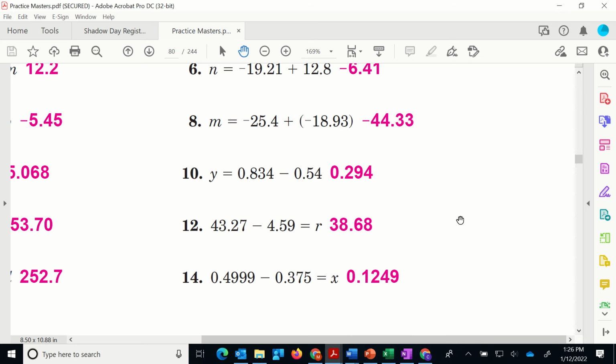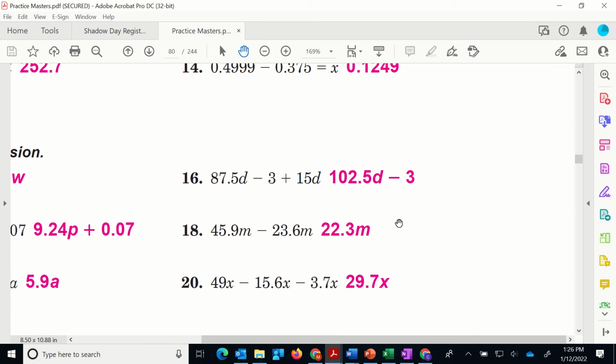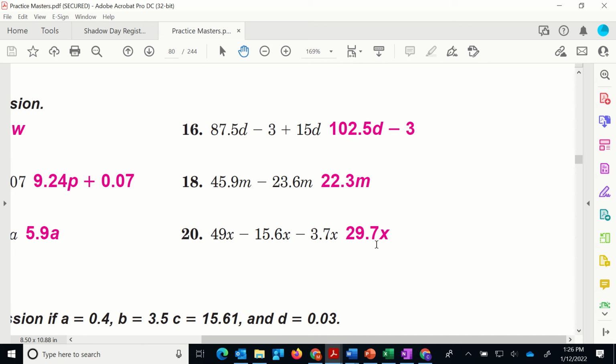12, you should have had 38.68. 14, you should have had 0.1249 on number 14. 16, you should have had 102.5D minus 3. 18, you should have had 22.3M. 20, you should have had 29.7x.